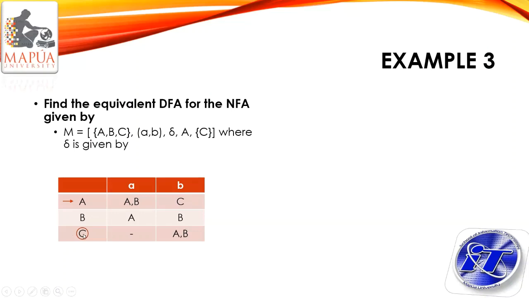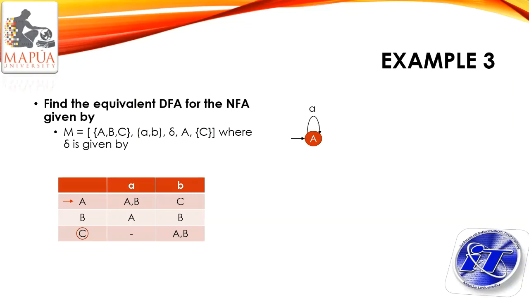And in state C, if it's a, nowhere to go, and if it's b, it will go back to AB. Okay, so from this table, we're going to create a DFA table. But before that, I'm just going to show you first the design of this NFA automaton.